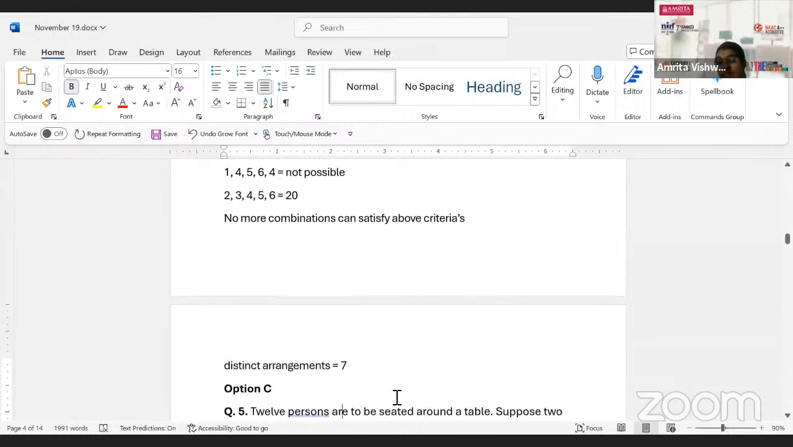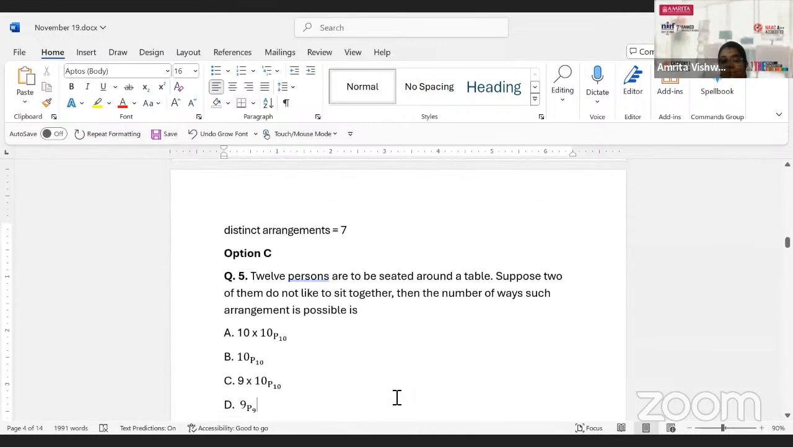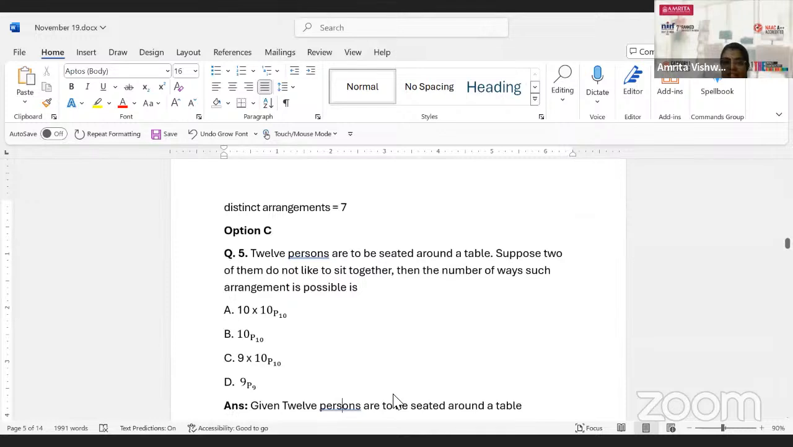This is the easiest method in which you can solve this. Another question, very easy question. I have 12 people to be seated around a table. It's a circle. The first thing that you should notice, I have 12 people to be seated around a table. Suppose 2 of them do not like to sit together, then the number of ways in which such an arrangement is possible.